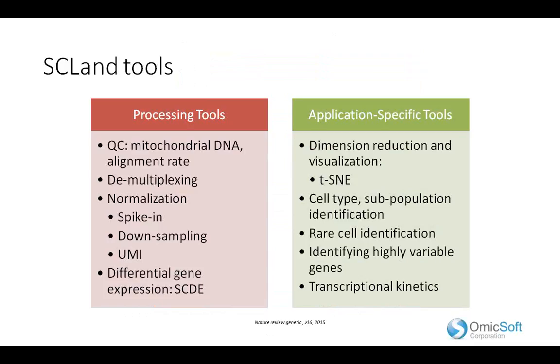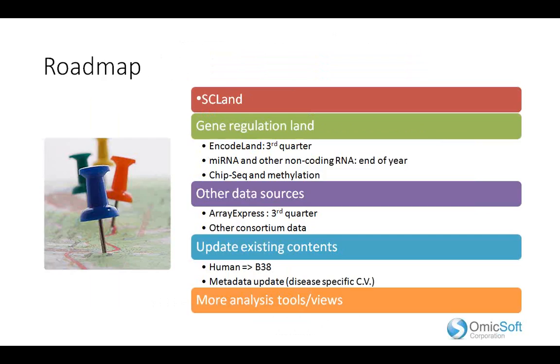So this is the roadmap for our future development efforts. We have the Single Cell Land, which I have just gone over, and then we are actively doing development on Evaluation Land. I think Jack has already given an introduction on the ENCODE project to release that. The first training is probably around the third quarter. Then microRNA and other non-coding RNAs will probably be added at the end of this year. And then ChIP-seq and methylation will follow.